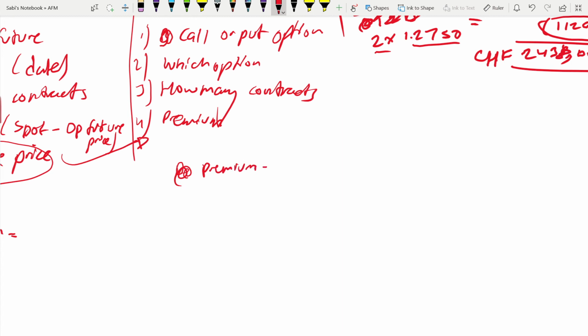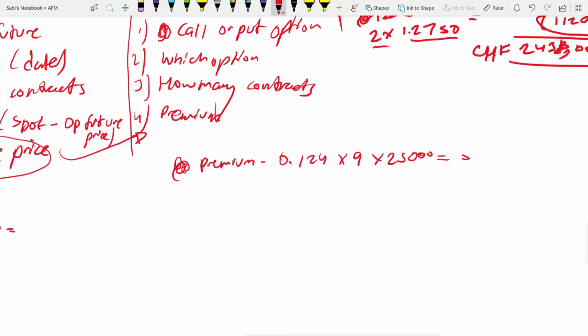So if you want to find the total premium, it is 12.4 divided by 100. That means it is 0.124 multiplied by the number of contracts into the contract size 25,000, which is in dollar 27,900. But remember, you cannot keep anything in dollar. It needs to be converted into pounds. Pounds is your home currency, so you have to convert this premium also into your home currency.